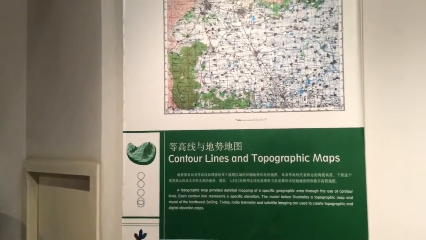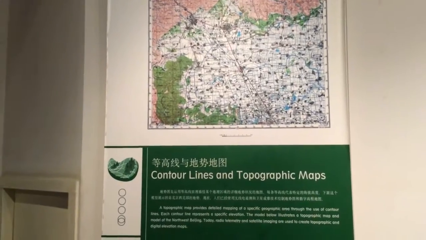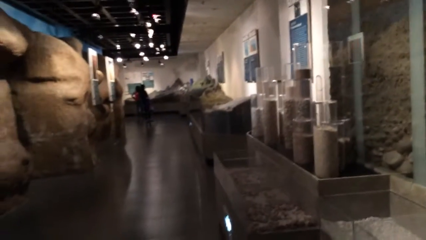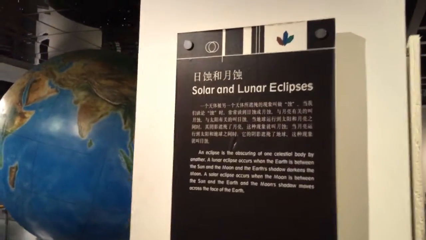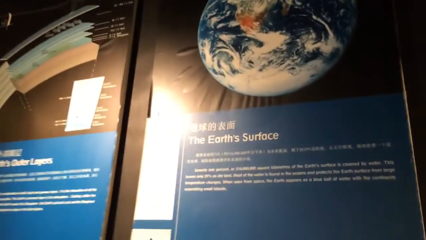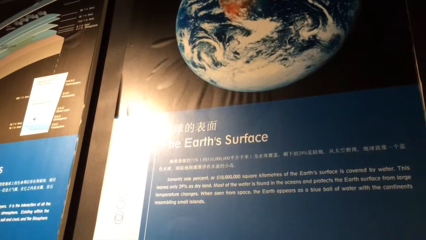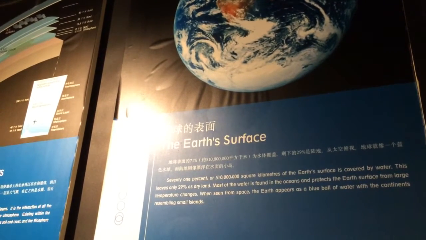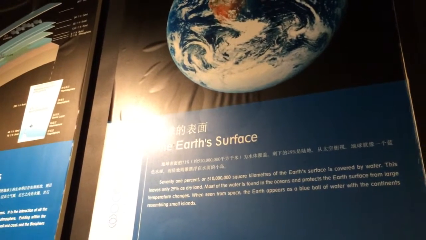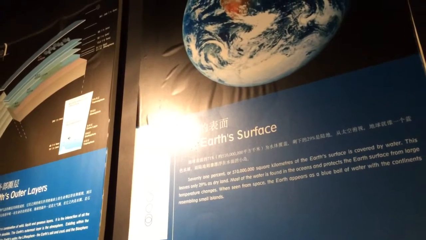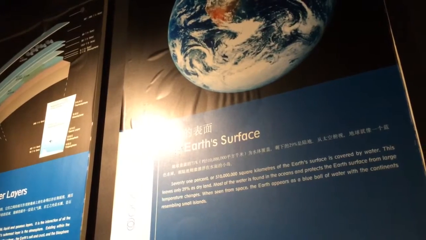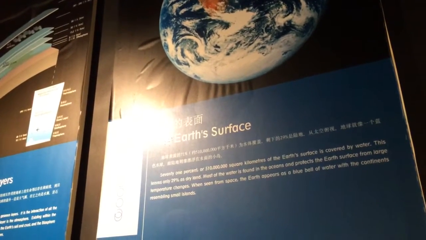Contour lines and topo maps. Solar and lunar eclipses. It's a total eclipse of the heart. The Earth's surface: 71% water, 29% dry land. Most water is found in oceans. It protects the Earth's surface from large temperature changes. When seen from space, it appears as a blue ball with the continents resembling small islands.